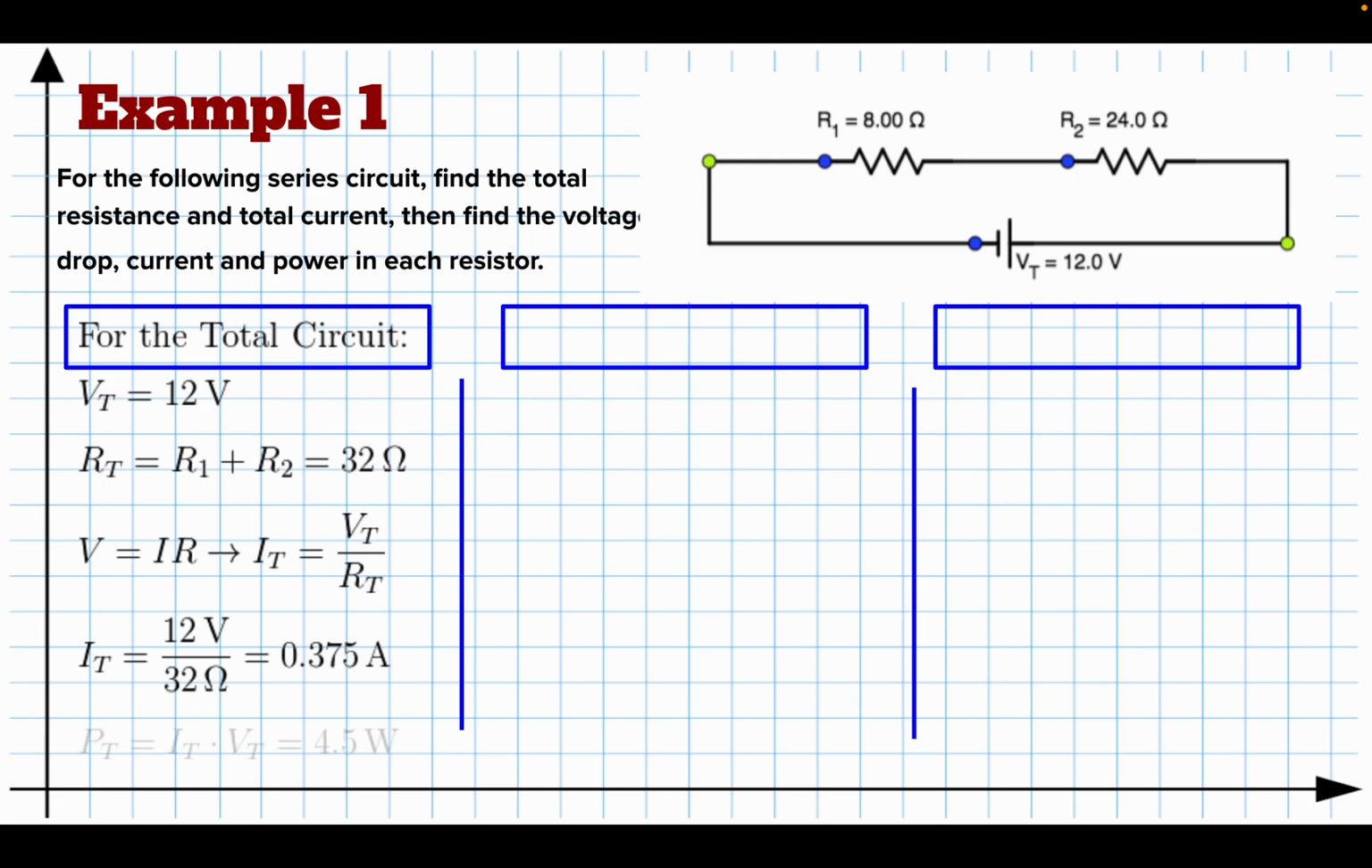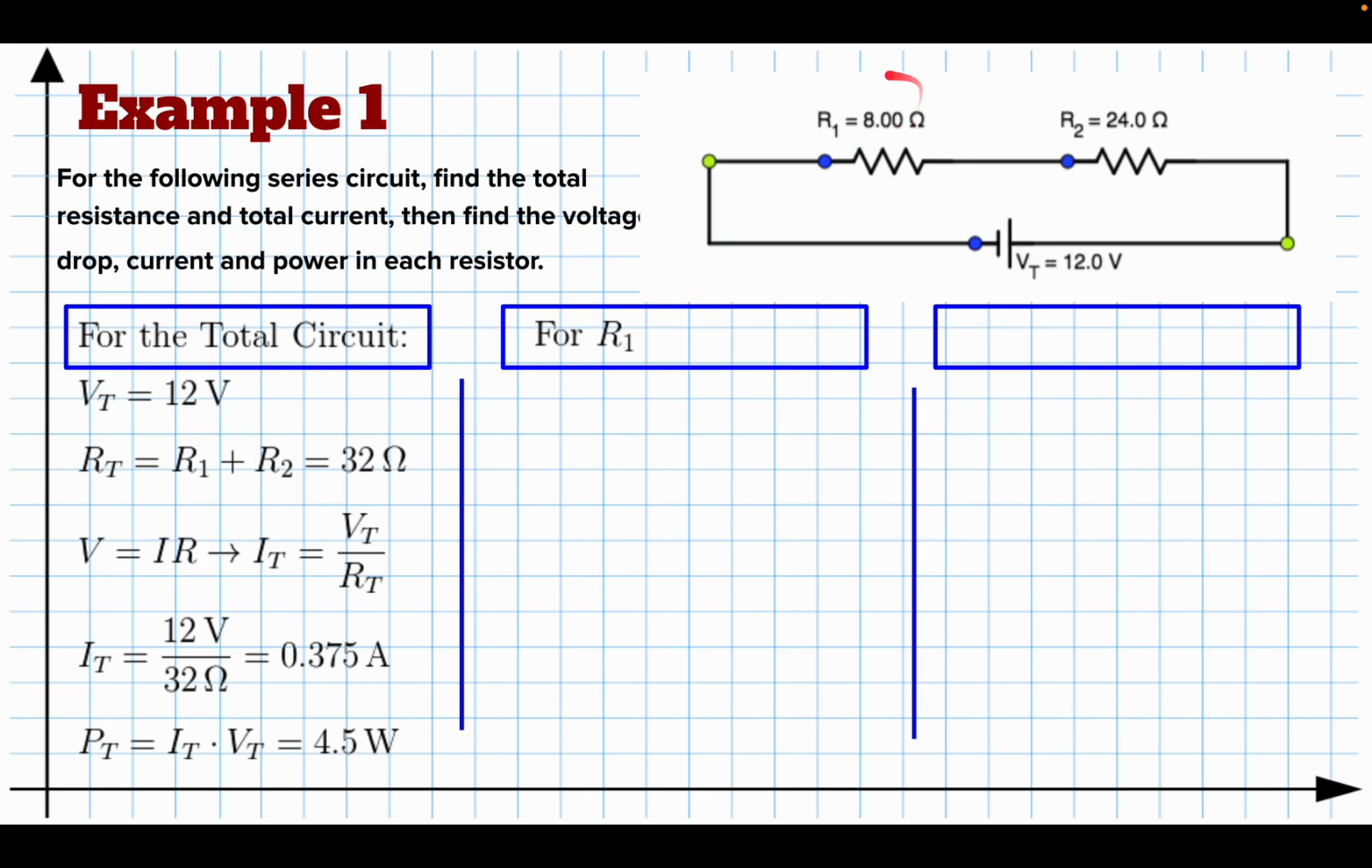We can also find the power, because power equals I times V. If you know the total voltage and the total current, you can find the power is 4.5 watts. Now, once we know the current is 0.375 amps, then we know that current's going to be the same in each resistor. So we're going to look at each resistor individually.